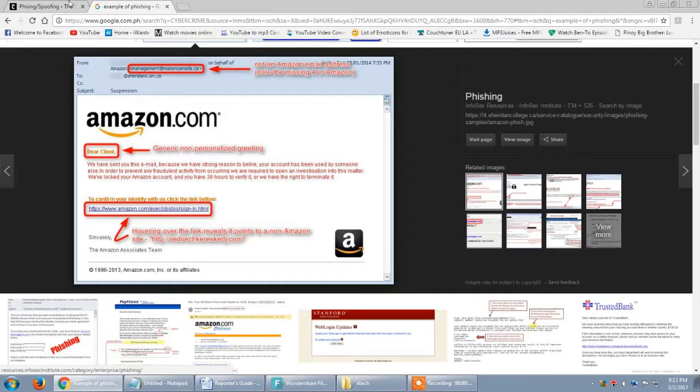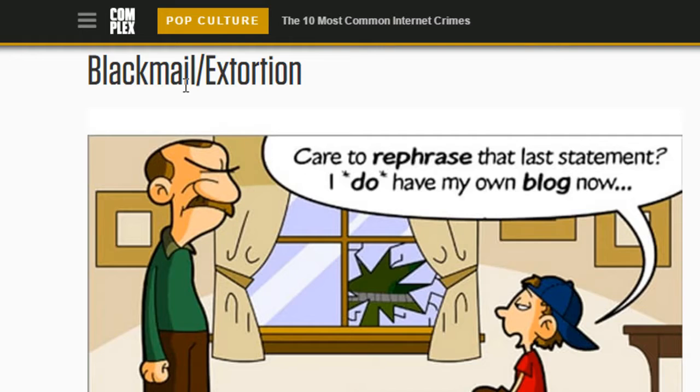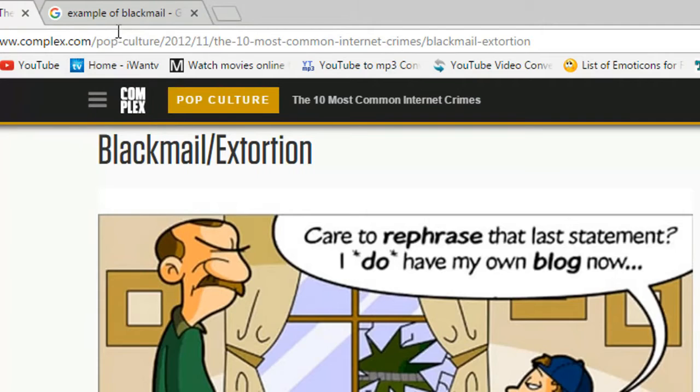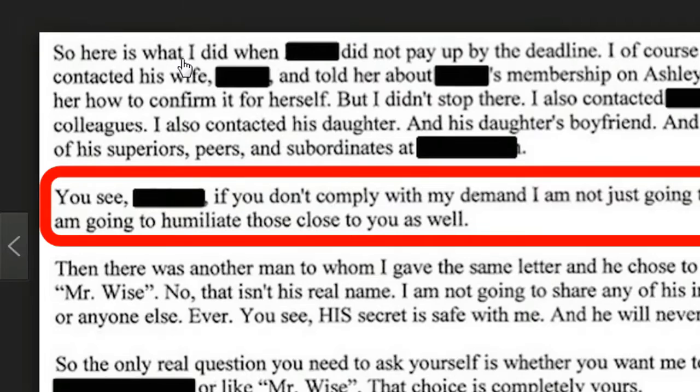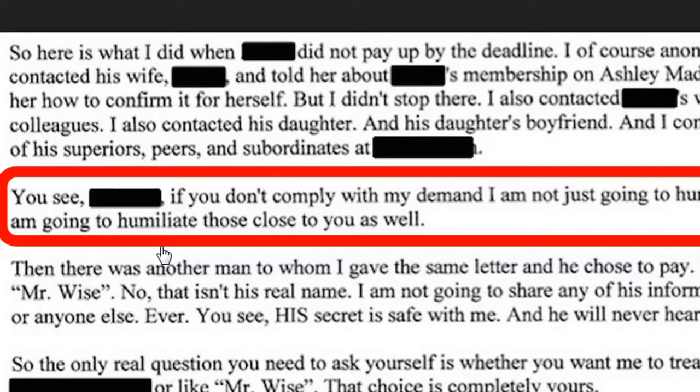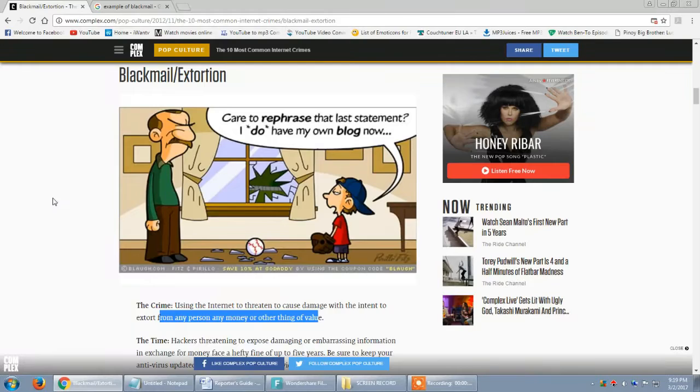The second one is blackmail or extortion. It is the act of using the internet to threaten or damage someone's reputation to extort money or anything else of value. This can be avoided if you are aware of what you should post on the internet. The victims of this act tend to have posted something inappropriate over the internet, even if they put it in a secure location.